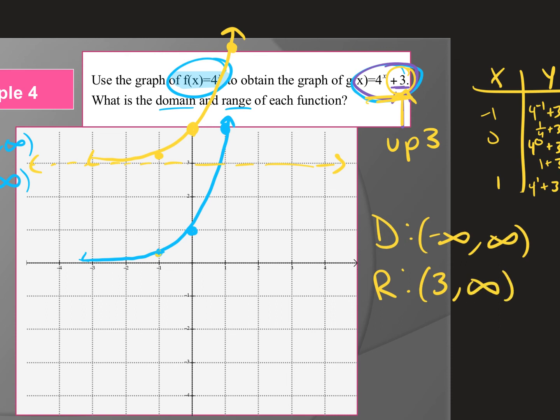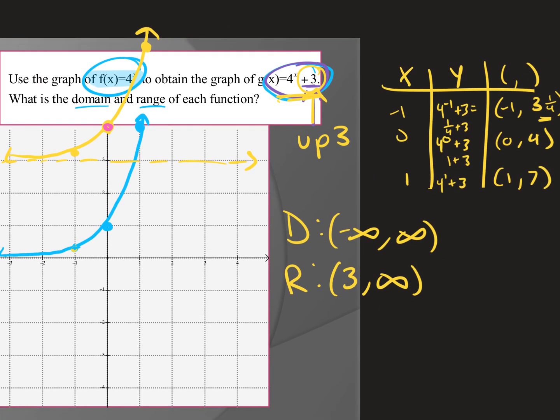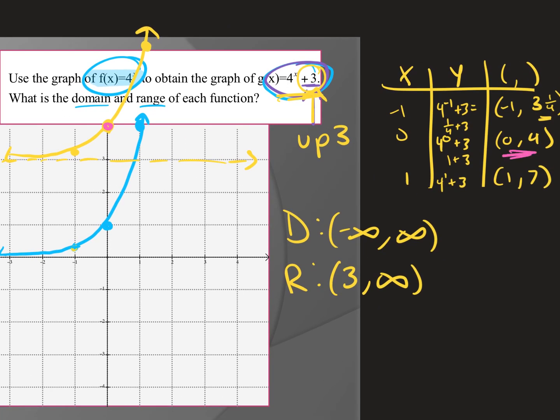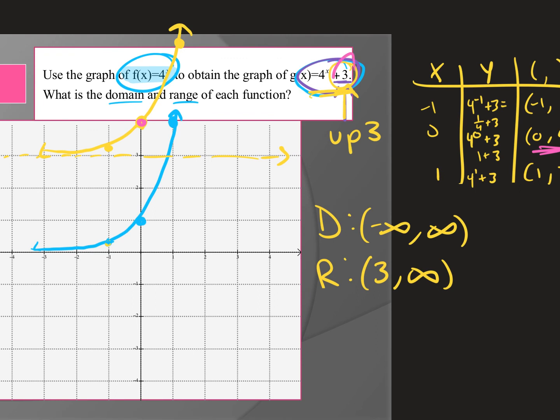Be careful because a lot of people will look at this point and notice that it's at 4. And they'll say the range goes from 4 to infinity. But our graph only went up 3. So whatever we're adding here, that's the number that goes here. Same thing with our horizontal asymptote. It now got shifted up 3. So instead of y is equal to 0, it is y is equal to 3.